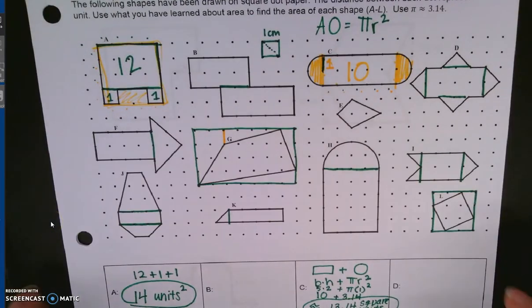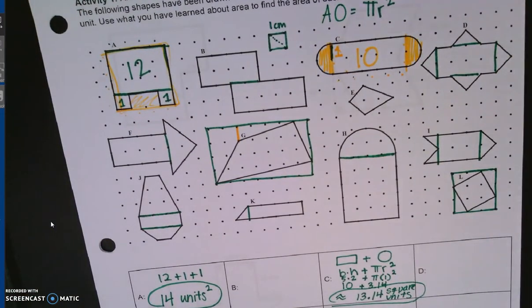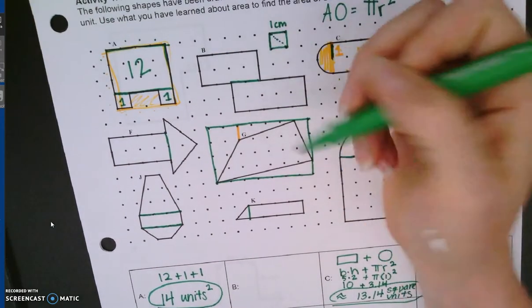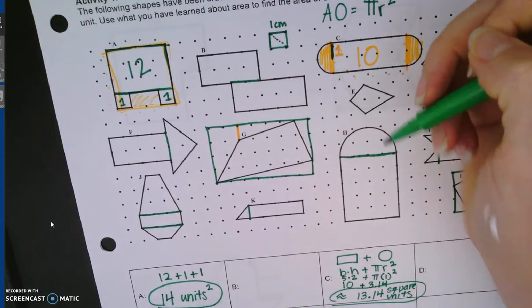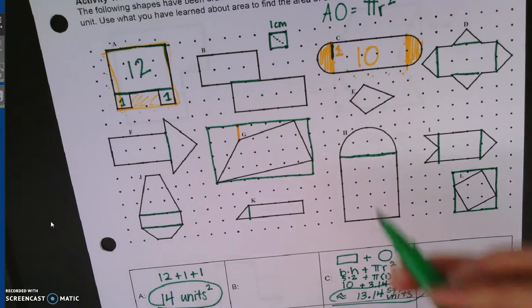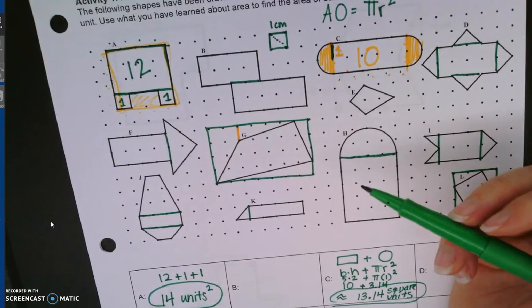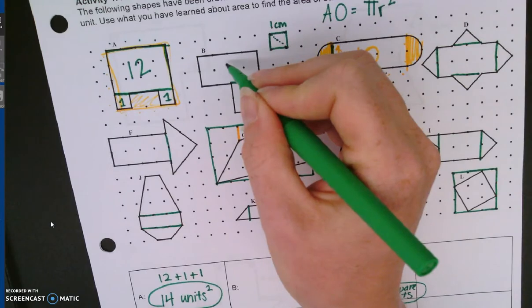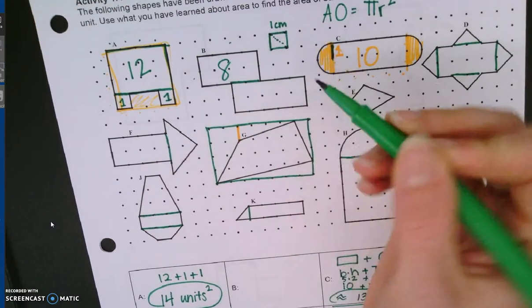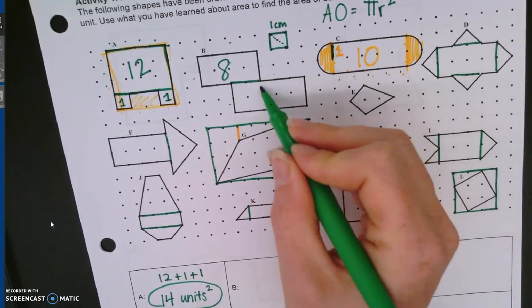Awesome. Let's take a look at how we did in going over these shapes. Shape B, I broke this up into 2 different rectangles. And remember, maybe you broke up the shape into different parts, but when we add the areas together, we're going to get the same area. And this is a 2 by 4, which has an area of 8, and this is a 2 by 5, which was a 10.